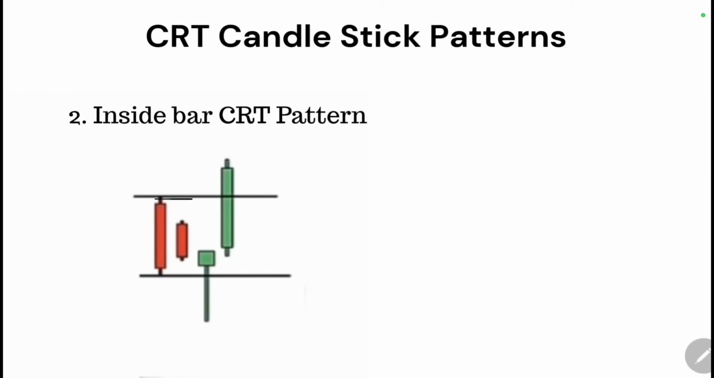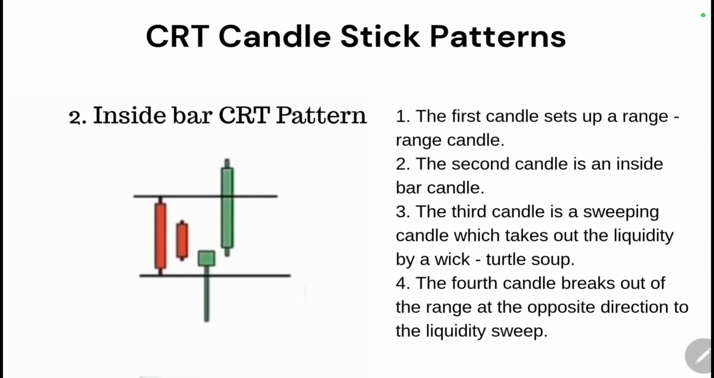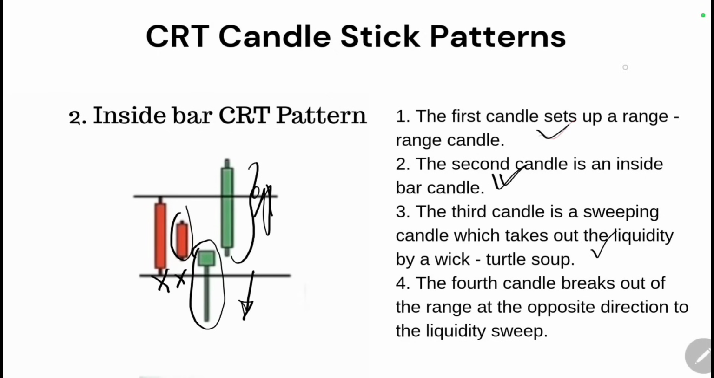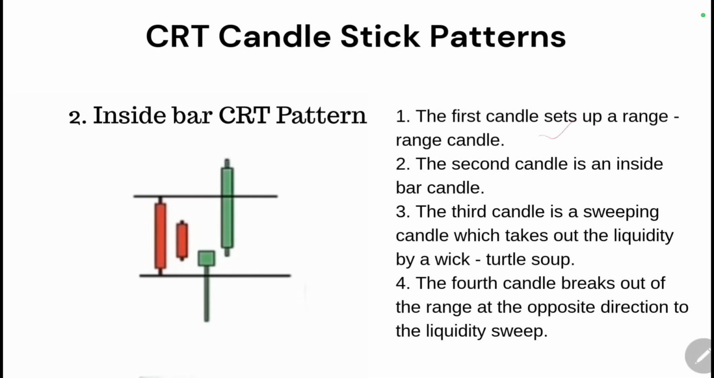And the inside bar candle range pattern: we have the range candle followed by an inside bar, then the sweeping candle, and then the distribution candle. The first candle sets up a range, followed by the second candle, which is an inside bar candle. The third candle is a sweeping candle that takes out the liquidity by a wick. This is a sweeping candle that takes out the liquidity at the candle range low by the wick. Then the fourth candle breaks out of the range in the opposite direction to the liquidity sweep. That is the second CRT pattern.